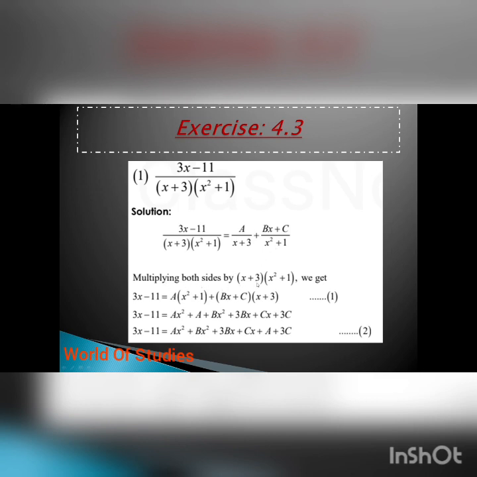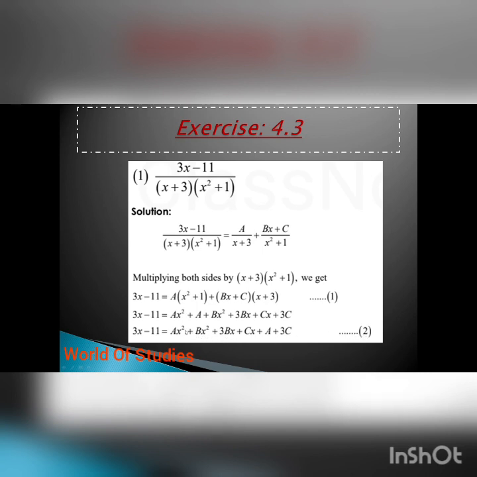Now multiplying both sides by (x plus 3)(x square plus 1), we get 3x minus 11 is equal to a(x square plus 1) plus (bx plus c)(x plus 3). This is called equation number 1. Now 3x minus 11 is equal to a multiplied inside the bracket, ax square plus a, plus bx plus c multiplied with x plus 3, which will be bx square plus 3bx plus cx plus 3c. Now we have to combine the like terms: ax square plus bx square plus 3bx plus cx plus a plus 3c. This is called equation number 2.